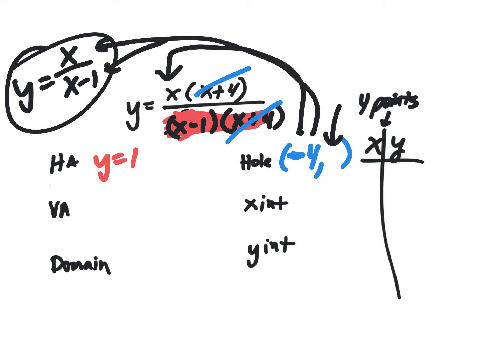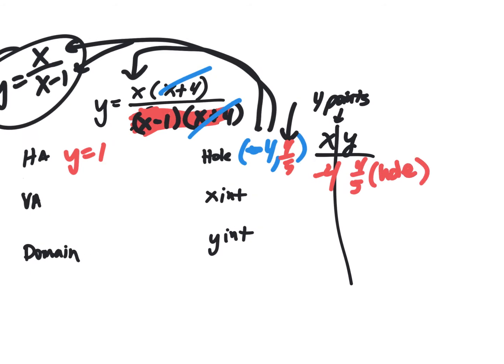and you end up with negative 4 over negative 5, 4/5. Raise your hand if you had 4/5. Okay, awesome. Now I'm putting it on my chart because it's a point. It's just a special point. I'd definitely label it as hole, so you don't by accident put a dot there.